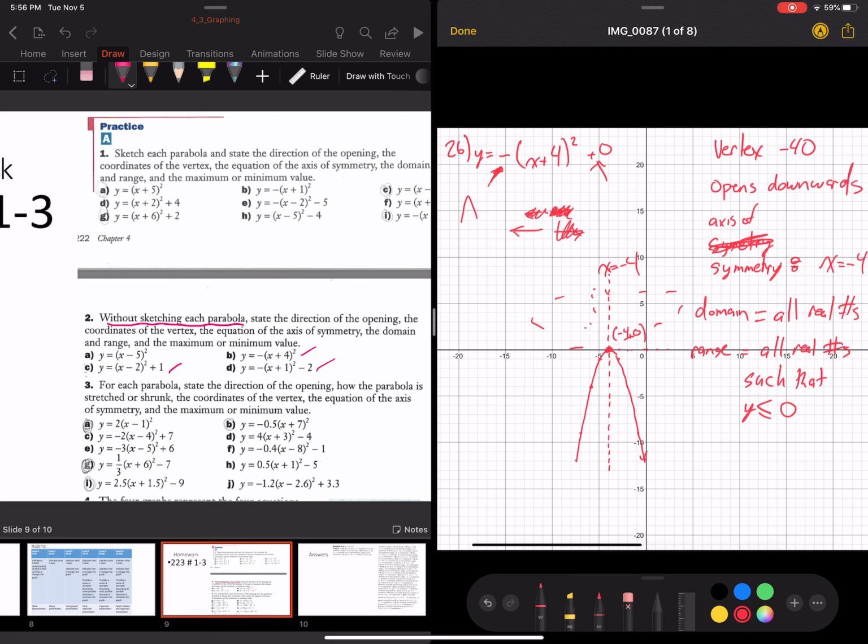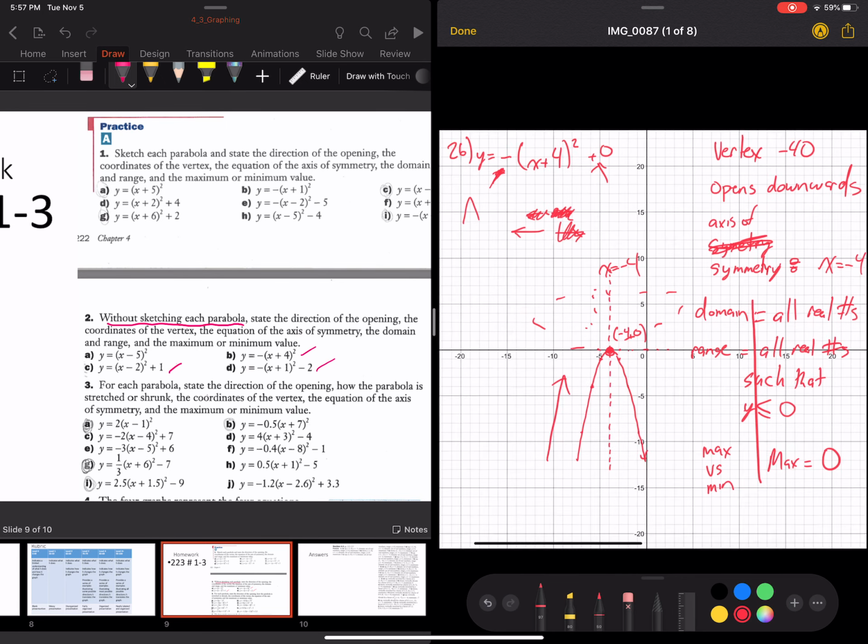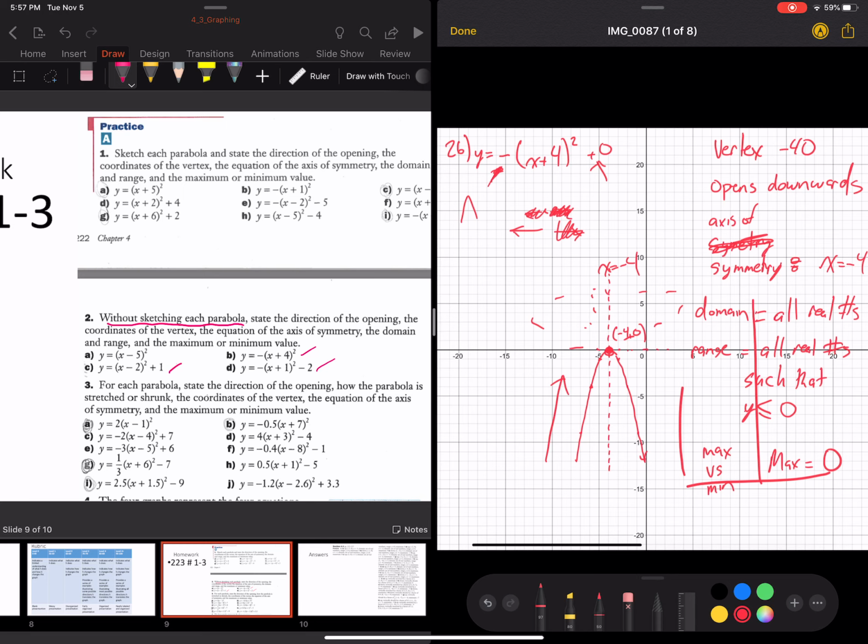What's the last thing it asks us to do? Does it have a max or a min? Well, there's a maximum value, right? It goes up until it reaches 0. Does it go higher than 0? No, it's max equals 0. That's how we do part 2B.